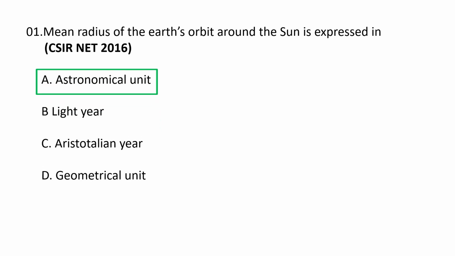Astronomical unit. The mean radius of the Earth's orbit around the Sun is expressed in AU or astronomical unit. Astronomical unit is defined as the average distance between the Earth and the Sun, approximately 150 million kilometers. Light years are also used for much larger distances, such as those between stars, with 1 light year equal to 63,241 astronomical unit. So mean radius of the Earth's orbit around the Sun is expressed in astronomical unit. A is the correct option.